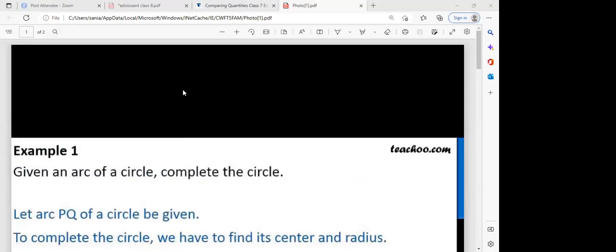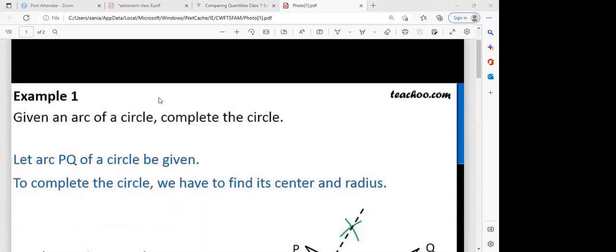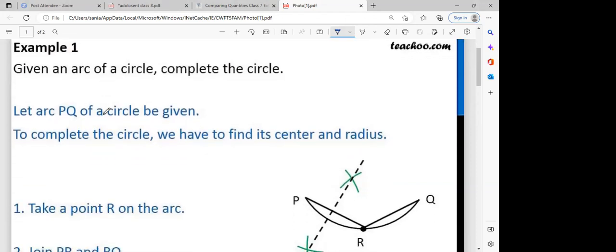Okay, Manal. Can you see my screen? Yes, ma'am. Okay. First of all, we will be doing the examples, and then we'll be doing the theorems, and then we'll be doing the exercise. This is how we'll be doing things. Clear? Yes, ma'am. Okay. So, listen very carefully.